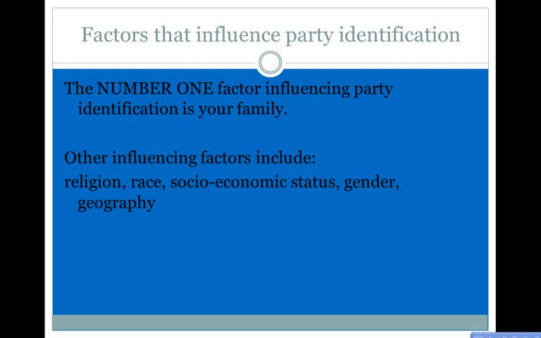Again, we're always going to find exceptions. But this helps us to sort of understand a little bit more why the two parties cater towards specific groups of people and why their policies are supported by specific groups of people within the United States.